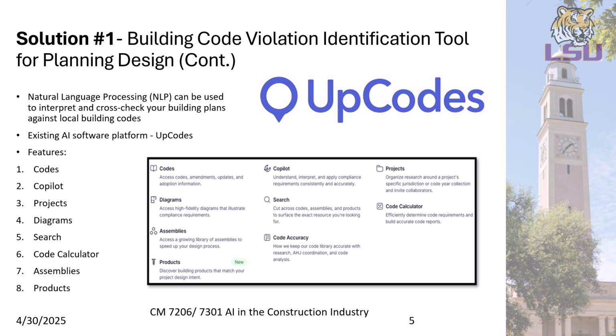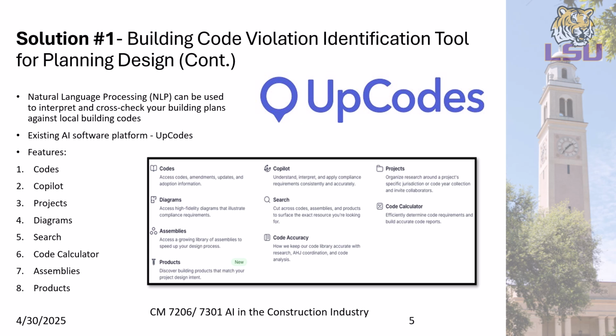If you ask it questions, it will provide you with a summary. It can provide context and explain how codes will impact your project. The AI model is trained and updated with information as it becomes available. Projects. The project feature enables organizing the research around a project's specific requirements and facilitating collaboration among stakeholders.